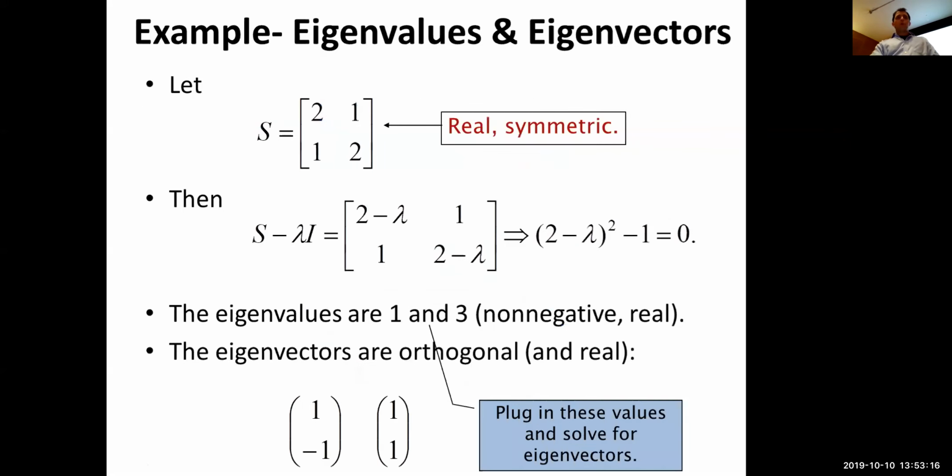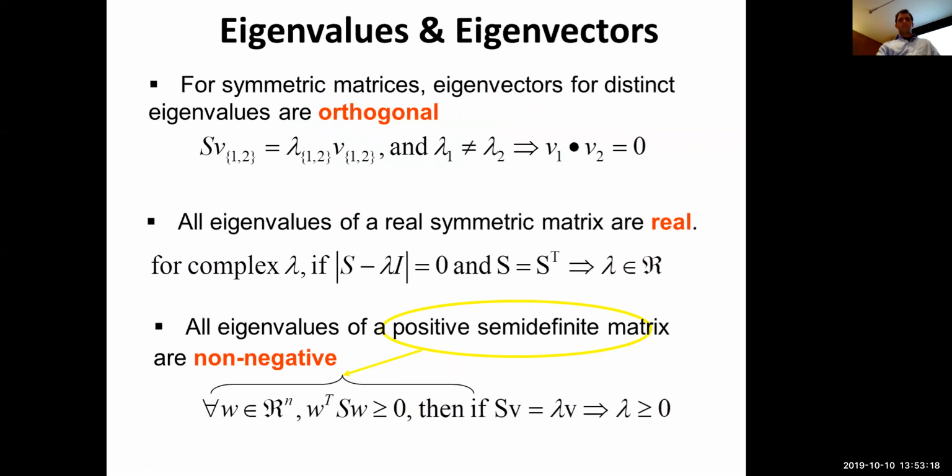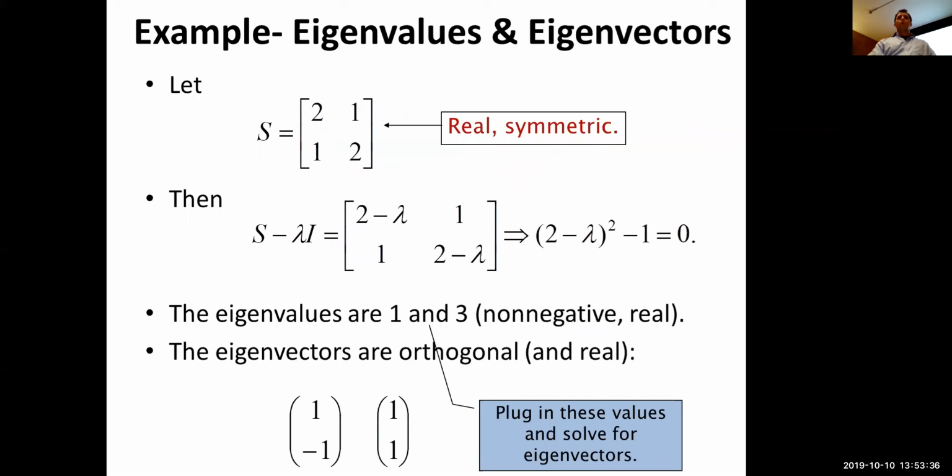All right, so great. These eigenvectors are orthogonal, all eigenvalues of a real symmetric matrix are real, and all eigenvalues of a positive semi-definite matrix are non-negative. These are just some basic properties of these operations.